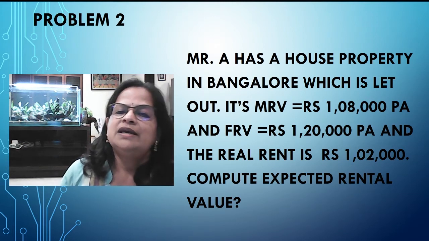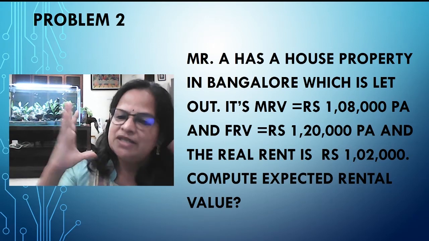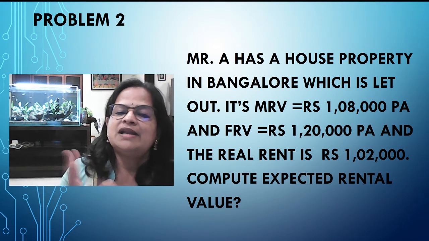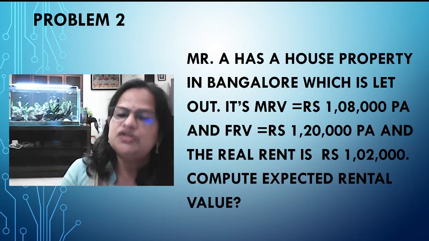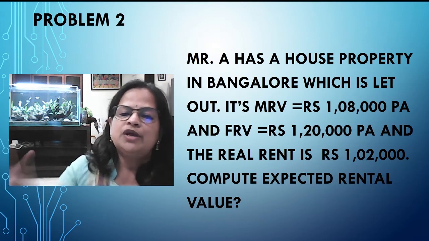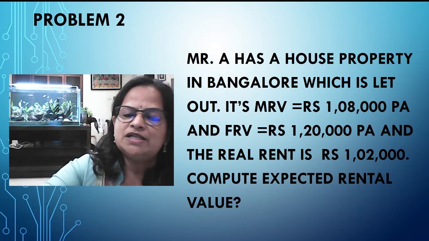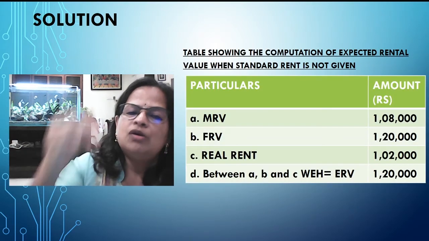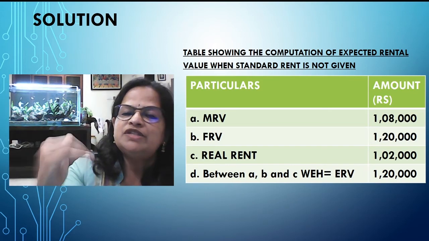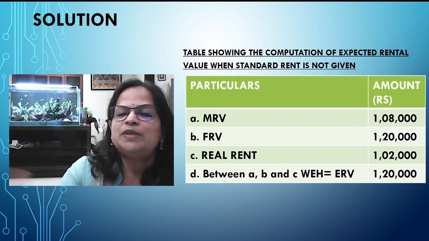Fair rental value means the rent that can be fetched in a locality. But real rent will be different. Real rent is the rent actually received by the landlord. So here real rent is given and standard rent is not given. So what will be the value? Compute the expected rental value. Here you have to take all three values, A, B and C. Whichever is high, that will be the expected rental value.